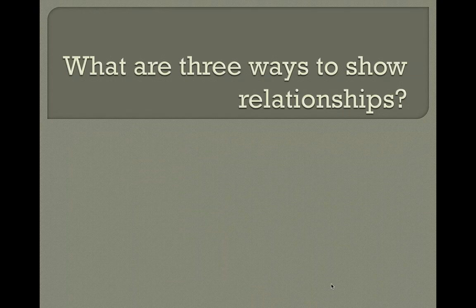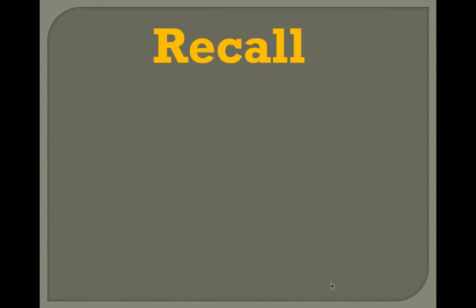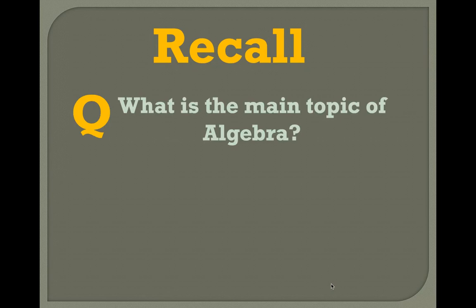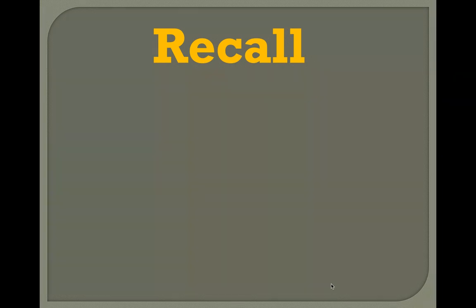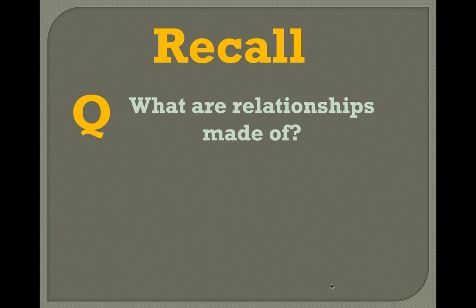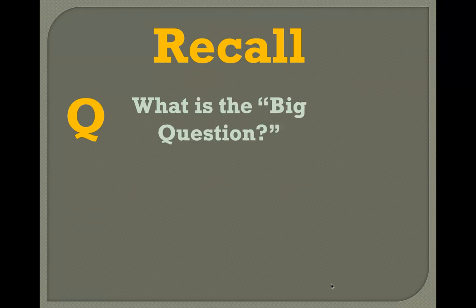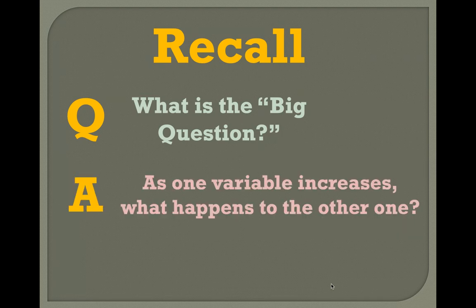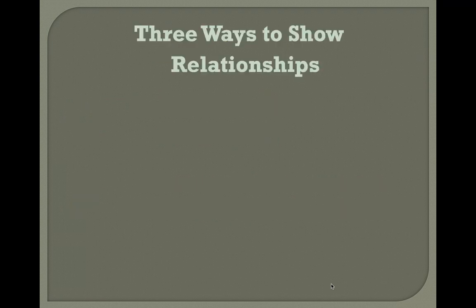Three ways to represent or to show relationships. We've learned about relationships, so we'll do a little review here. Recall that there's a main topic of algebra. What is the main topic of algebra? Relationships. What are relationships made of? Pairs of numbers. And what is the big question? As one variable increases, what happens to the other one? And we're going to be talking about that a lot in what we're doing.